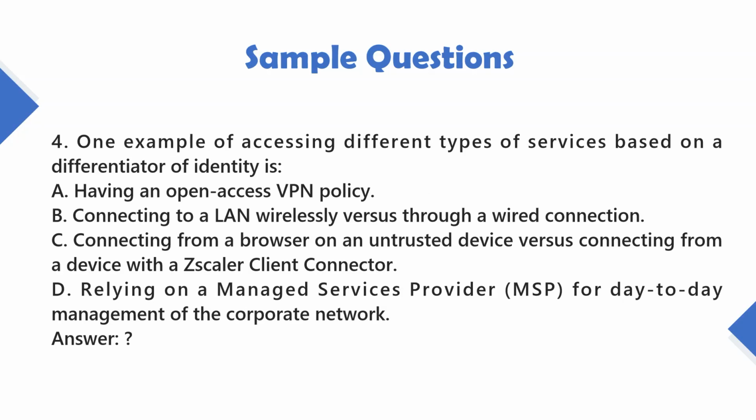4. One example of accessing different types of services based on a differentiator of identity is A. Having an open access VPN policy. B. Connecting to a LAN wirelessly versus through a wired connection. C. Connecting from a browser on an untrusted device versus connecting from a device with a Zscaler client connector. D. Relying on a managed services provider, MSP, for day-to-day management of the corporate network.